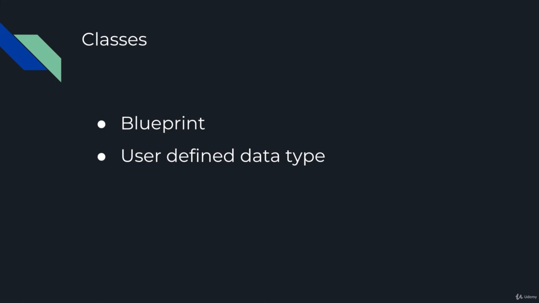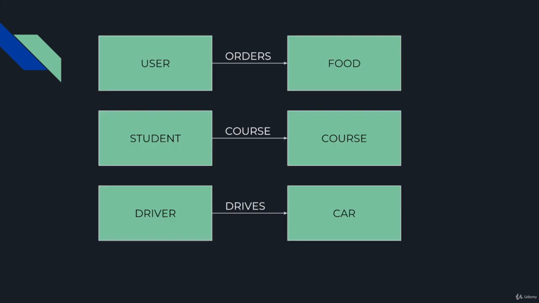But why do we need these classes and objects in programming? Classes and objects make it very easy to simulate real world scenarios in programming, and they are the building blocks for object oriented programming. Let's take a look at some real world scenarios as an example. Some real world scenarios that I have mentioned over here are: a user orders food, a student can enroll in a course, a driver can drive a car.